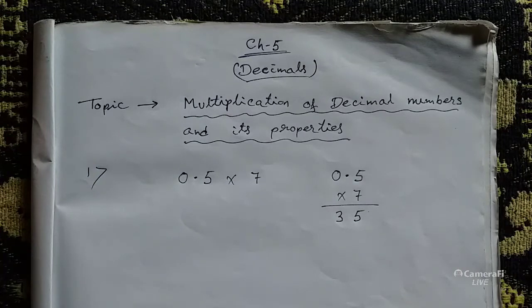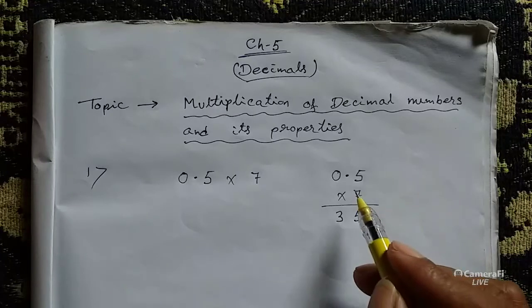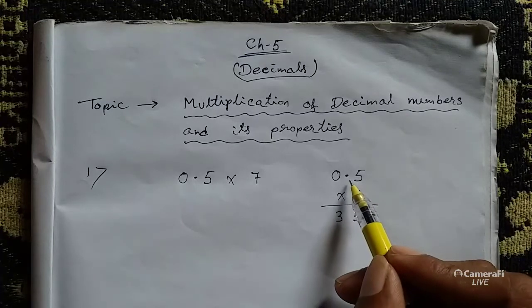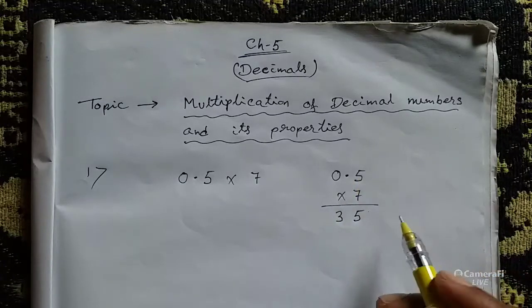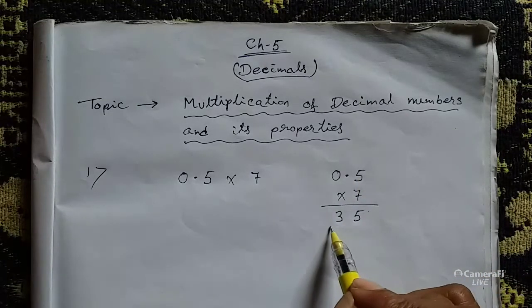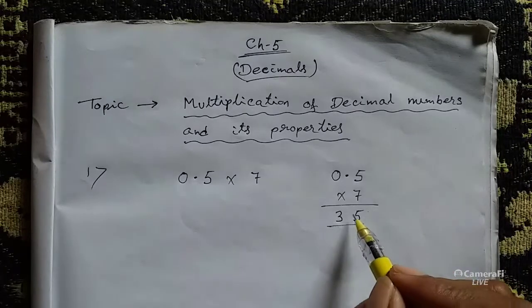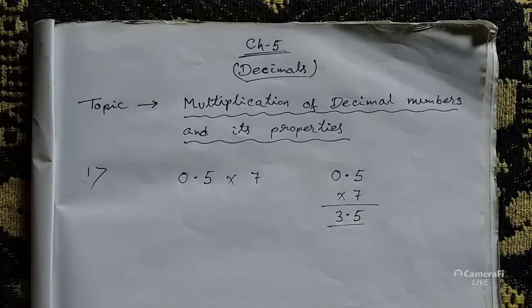Now put the decimal in proper place, where only the first number 0.5 has the decimal, and the decimal is after one digit from the right side. So we will put the decimal in the result of multiplication that we get, from the right side after one digit. From the right side after one digit put the decimal. So we get 0.5 multiply 7 equal to 3.5.